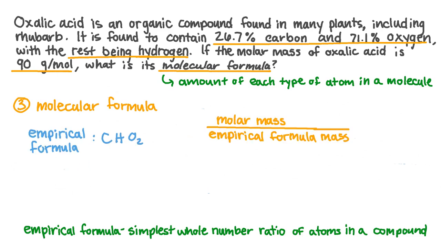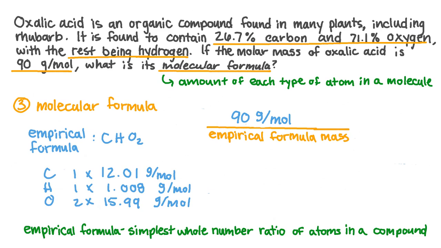Now we can move on to finding the molecular formula. We can do this by taking the molar mass and dividing it by the empirical formula mass. The molar mass of the compound is given in the problem. It's 90 grams per mole. So we just need to calculate the mass of this empirical formula. So we can calculate the mass of the empirical formula by summing the molar masses of each atom in the compound, which gives us a total of 44.998 grams per mole.